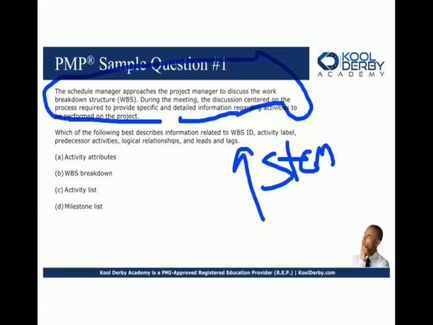Not the answer. Sorry, I'm at home, so. D. Milestone list is not the answer. I don't think, you're right. I don't think that's the answer. Milestone list is very high level stuff. Good. That's a good one to get now, because it's probably the one that's pretty confusing. What else is not the answer?